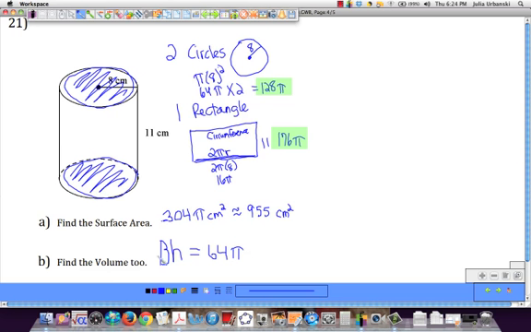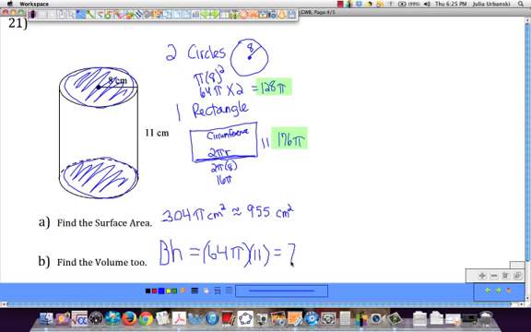So we're going to fill in the capital B is 64 pi, and the height, which we're going to multiply by, is 11. So all you have to do is multiply the 64 times 11. If you want to leave your answer in terms of pi, you just leave it that way. If you want your answer to the nearest tenth, then we'll have to use the pi button. Okay, so 64 times 11 is 704 times pi.